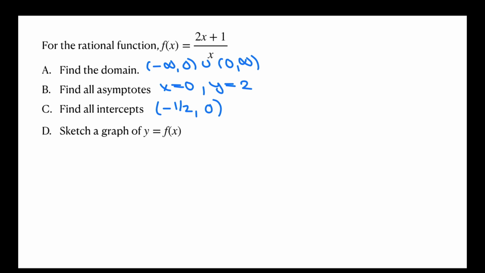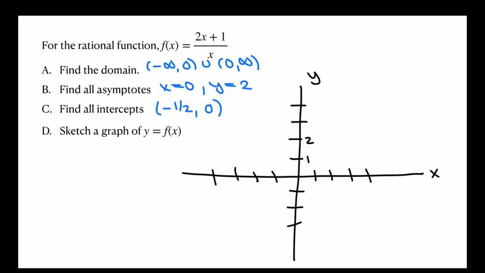So finally, we're going to put all this information together and create a graph of this function. I'm going to start by plotting any of the intercepts that I found. I have only one intercept here. I have the point (-1/2, 0). So I'm going to start by putting that into my graph.